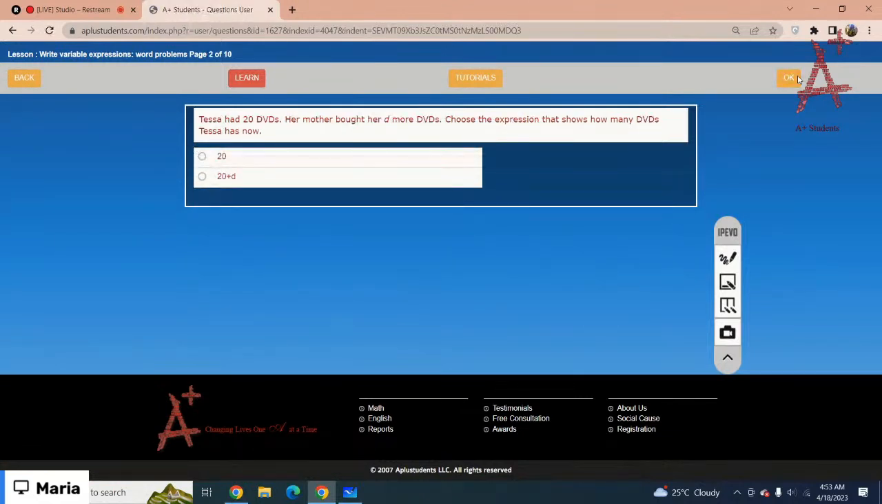Okay, Tessa has 20 DVDs. Her mother bought her D more DVDs. Choose the expression that shows how many DVDs Tessa has now. So which is the correct option? She already has 20, and D more DVDs were bought by her mother. So how many DVDs does she have now? That would be 20 plus D. Because she already has 20, and she added D more. So it would be 20 plus D. Very good.